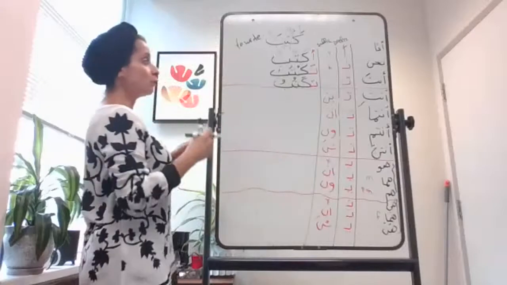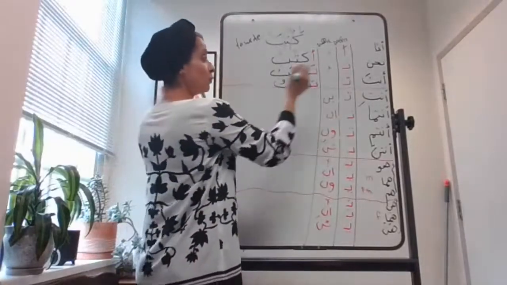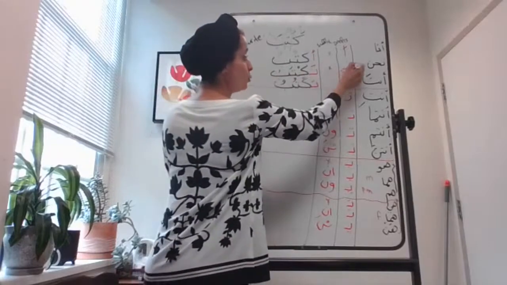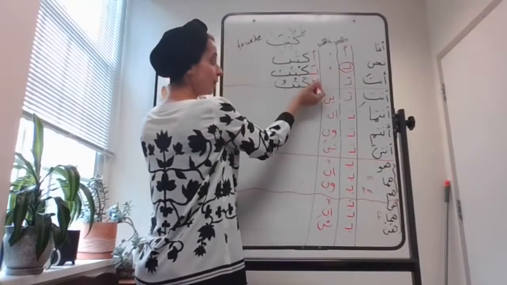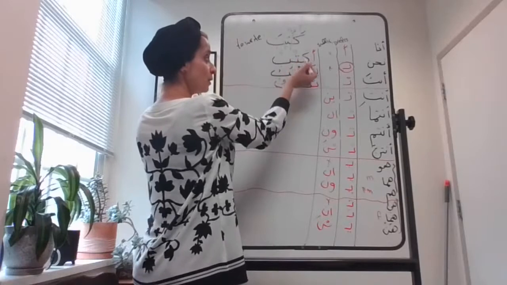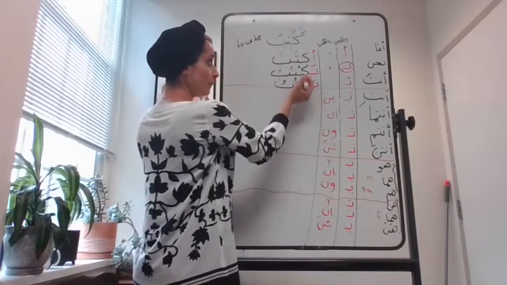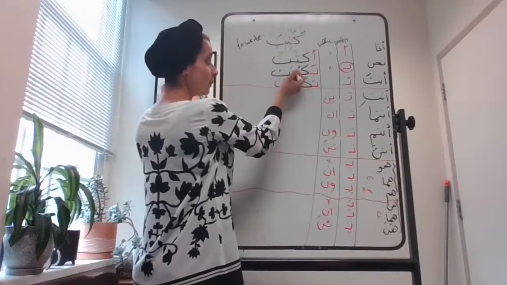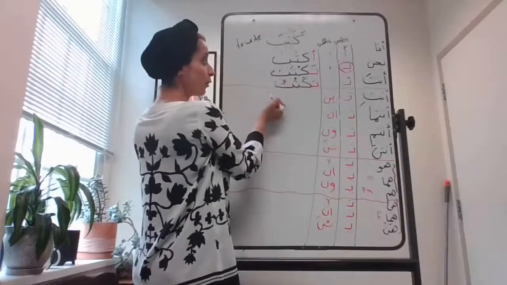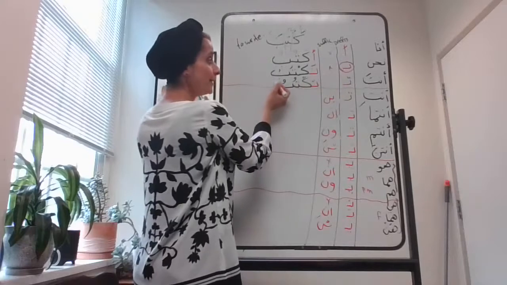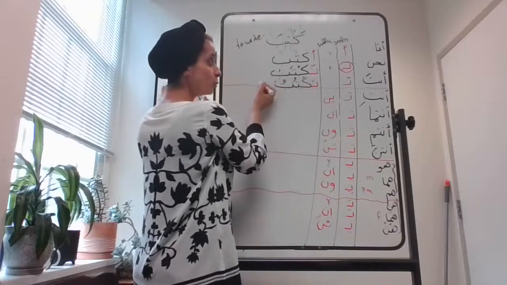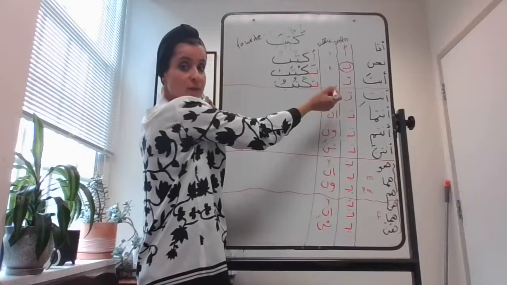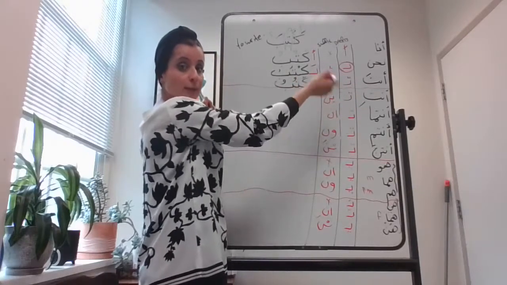Nahnu, okay. For nahnu, we just add the prefix, and the prefix for nahnu is noon. We just add the noon. The same things we did with ana, we do with all of them. We bring the first root, sukoon on the first root, damme on the second root, damme on the third root. Nahnu naktubu.